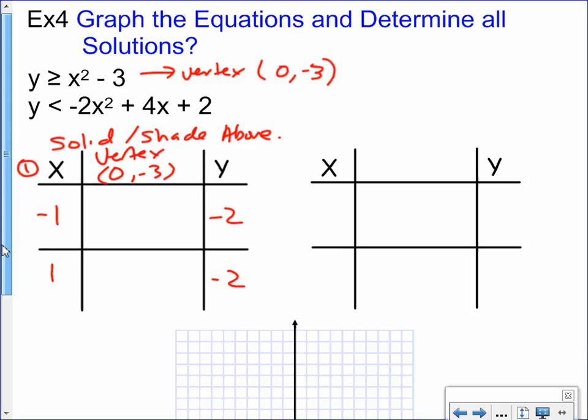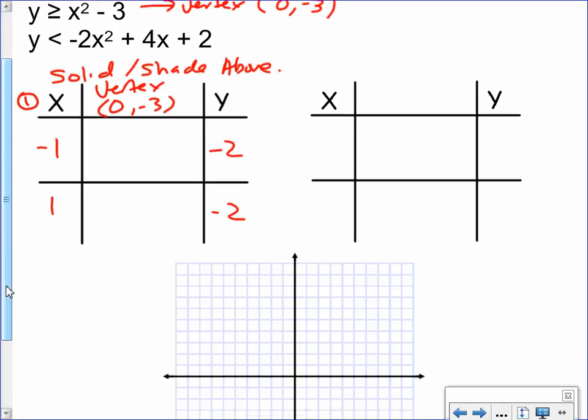Okay, here we go. Let's graph the first one. 0, -3 is over here. Yeah. -1, -2, and 1, -2. Solid line, right? And the shade, I'm just going to go like this, above all those points. So it's going to be in between that absolute value.